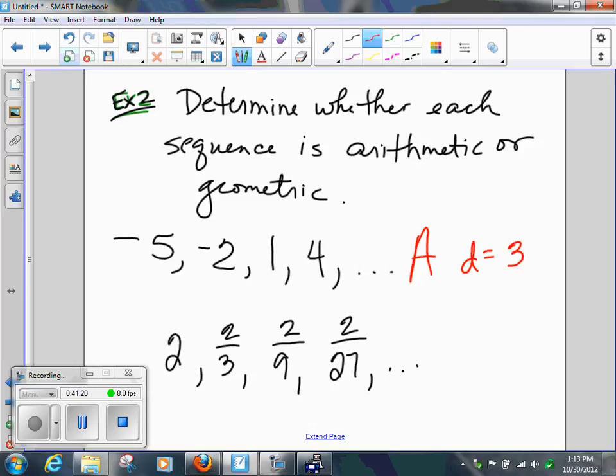How about the next one? Geometric, which means it's going to have a ratio of, you guys agree with that? Facile or difficile? Facile, I think.